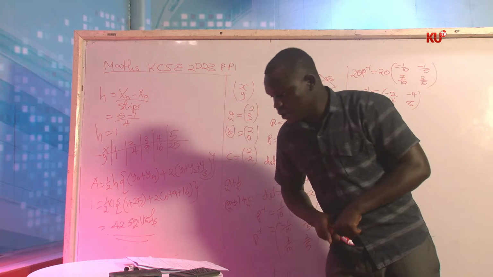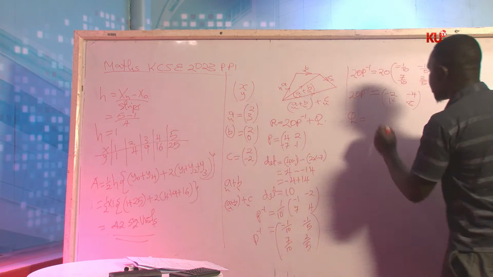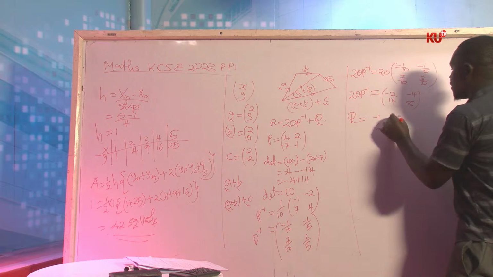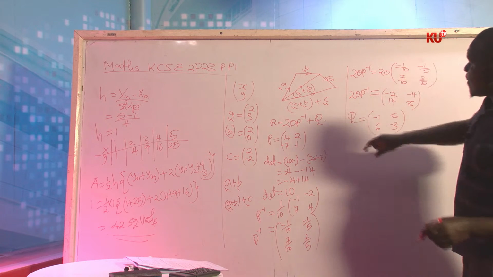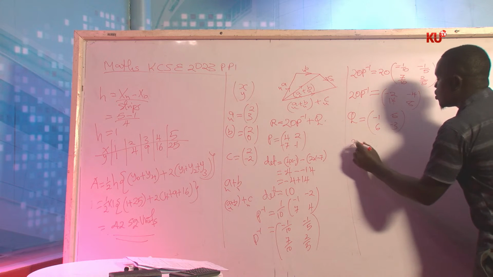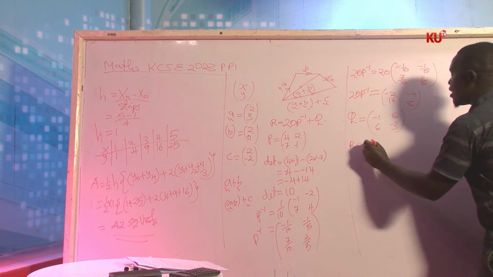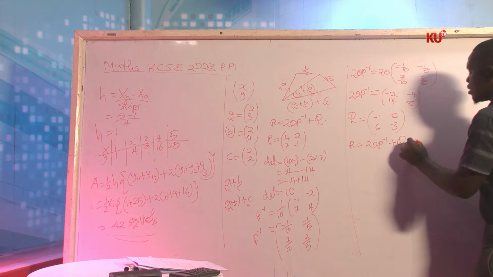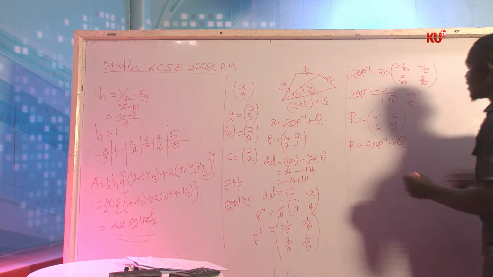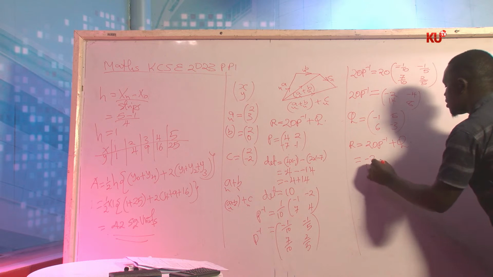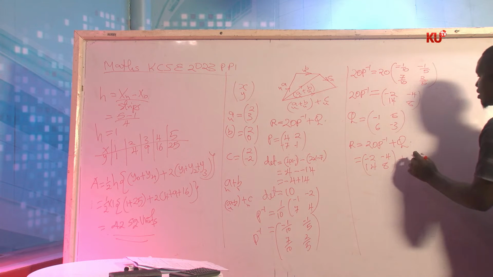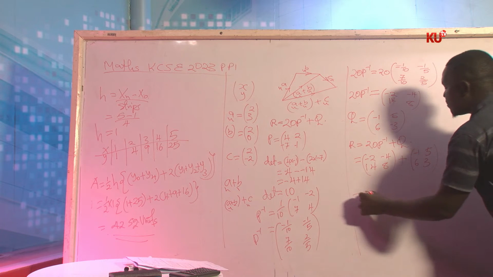What is my matrix Q? Matrix Q, in my case, it was -1, 6, 5, -3. Now, remember that we are supposed to get R, which is normally given by 20P inverse plus Q. But 20P inverse I've already gotten as this one here. So this is -2, 14, -4, 8 plus Q, which is -1, 6, 5, 3.